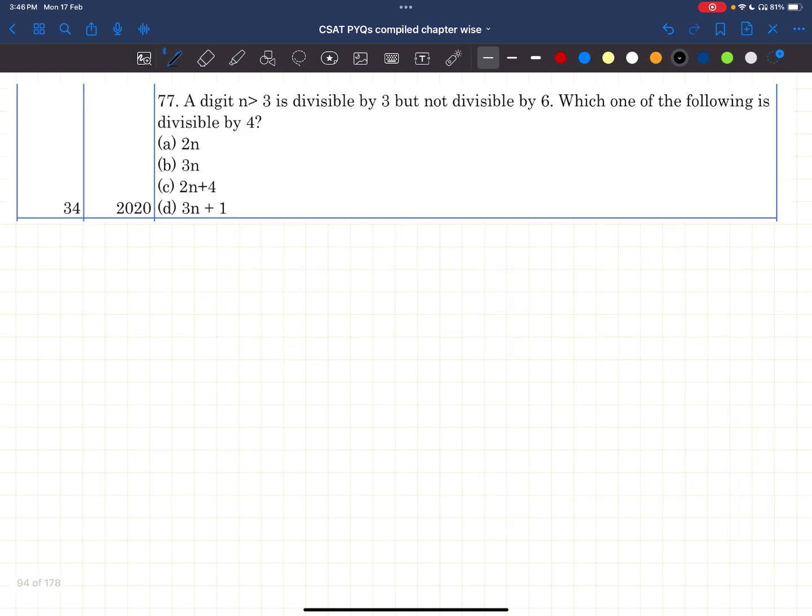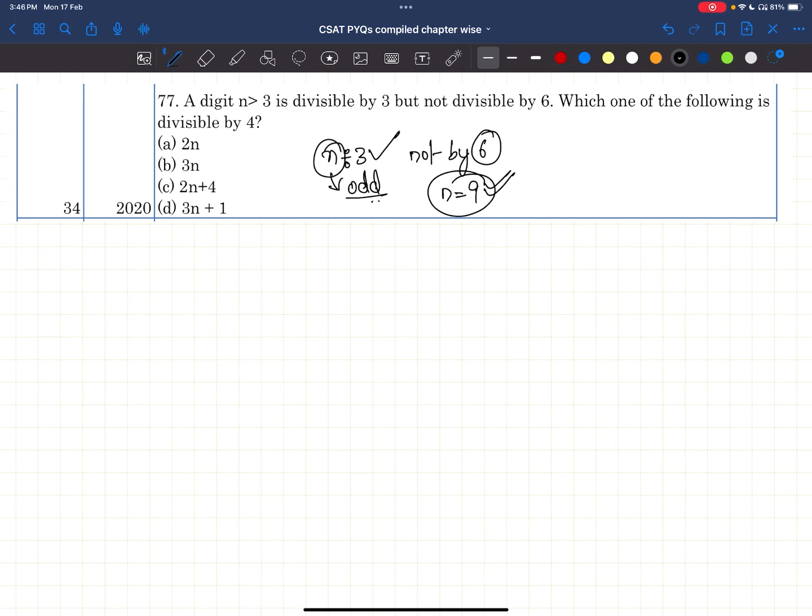Now, a digit n greater than 3 is divisible by 3, but not divisible by 6. Which of the following is divisible by 4? What has he given? N divisible by 3, not by 6. That means n is an odd number, right? N is an odd number and it is a multiple of 3. Simply what we'll do, we'll take n as 9. Okay, it is a multiple of 3 and not a multiple of 6, right?